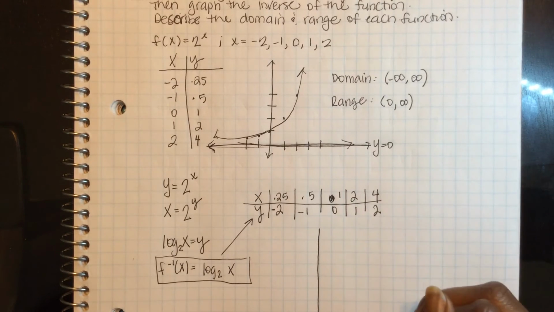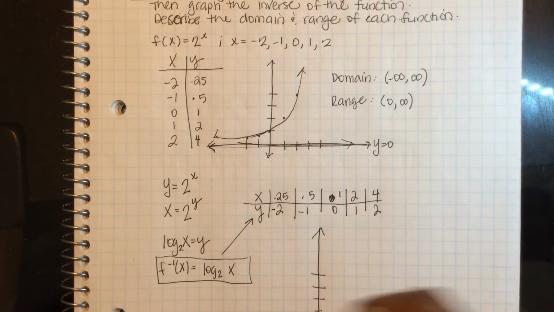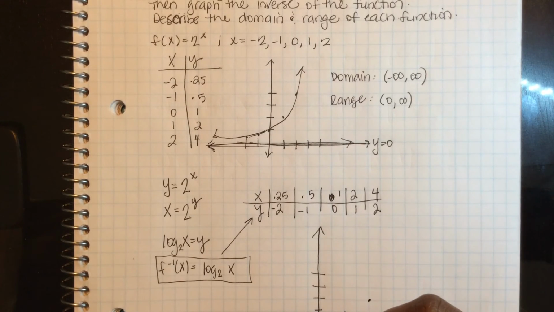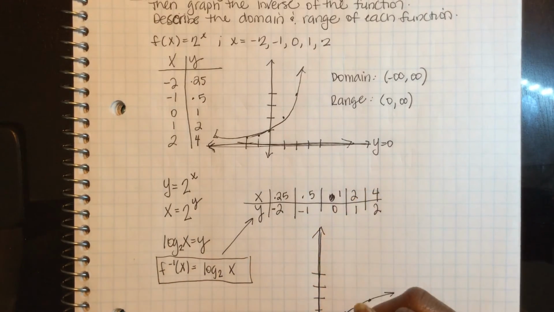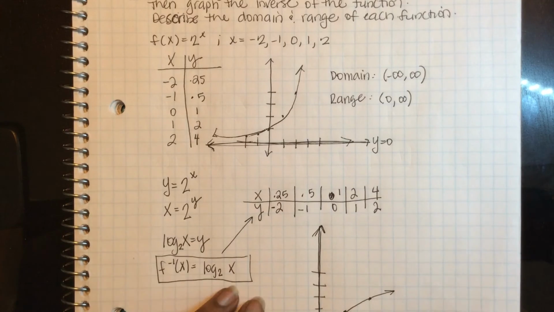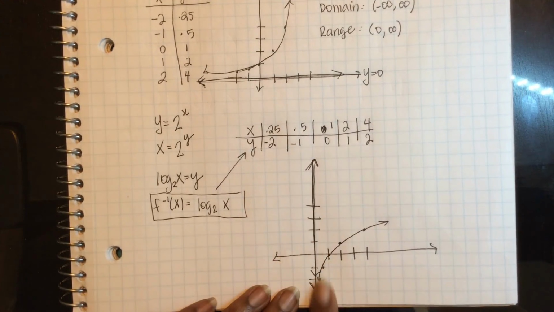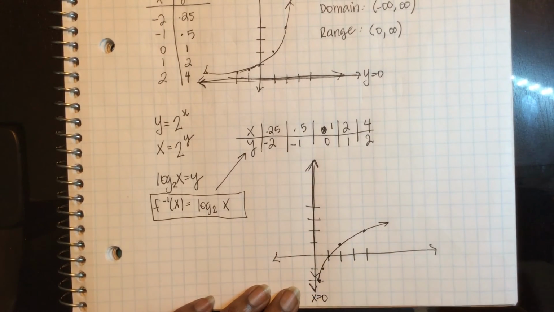1, 2, 3, 4. 1, 2, 3, 4. So it's 0.25, -2, which is here. 0.5, -1, 1, 0, 2, 1, 4, 2. Here is this function. And now its asymptote is the y-axis, which is x equals 0.